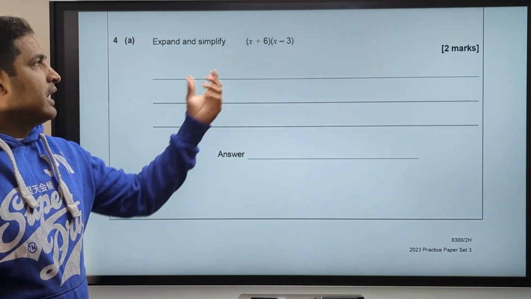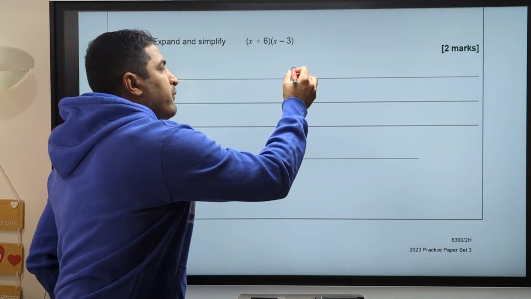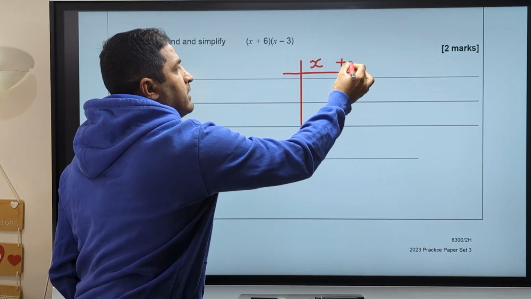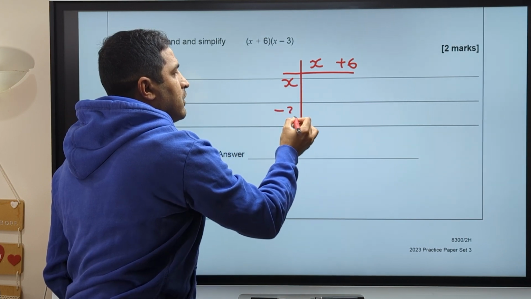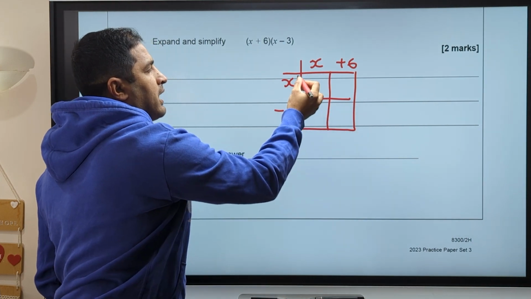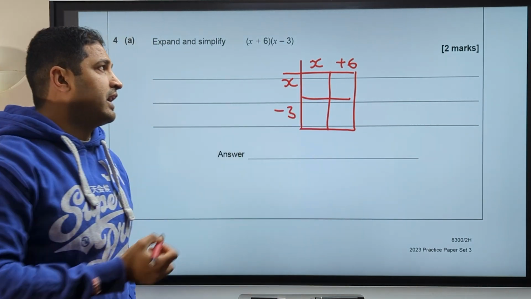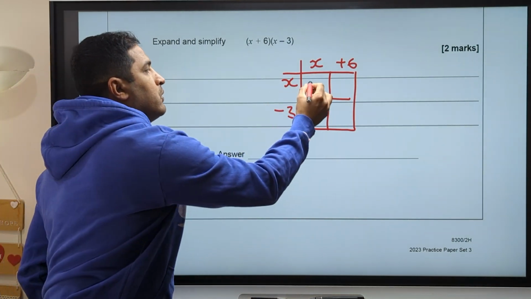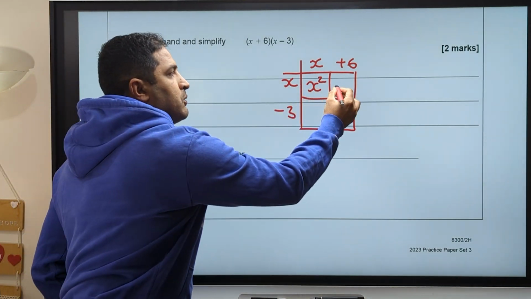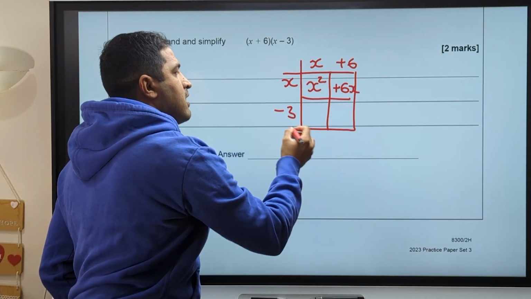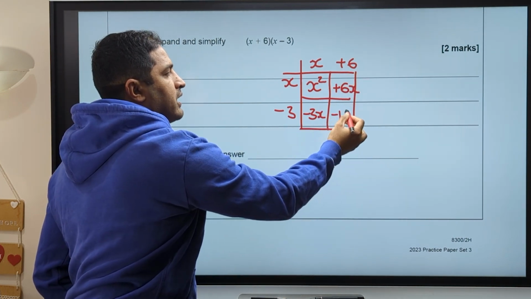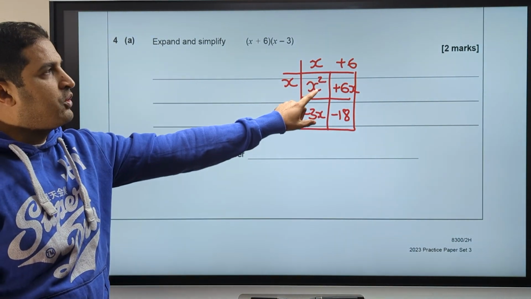Expand and simplify. We're multiplying two brackets. I would prefer to use a grid method again. So we've got x and positive 6, x and negative 3. Put them in the grid. First work out this length here, x, and that length there is x. So x times x will give you x squared. That's the area there. x times positive 6 will give you positive 6x, x times negative 3 gives negative 3x, and negative 3 times 6 will give you negative 18. So that's expanding brackets done. You would get 1 mark.